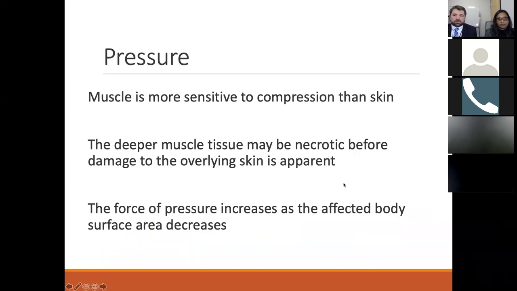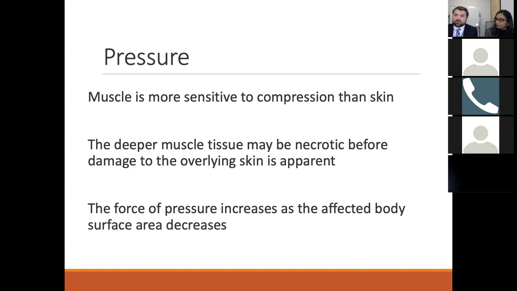So we're going to start out talking about staging of pressure ulcers. We can't get away without talking about staging and classification of pressure ulcers. We'll discuss that and then go from there. Pressure ulcers essentially result from a high amount of pressure that impedes blood flow. Muscle is more sensitive to compression than the skin. The deeper muscle tissue may be necrotic before damage to the overlying skin is apparent.